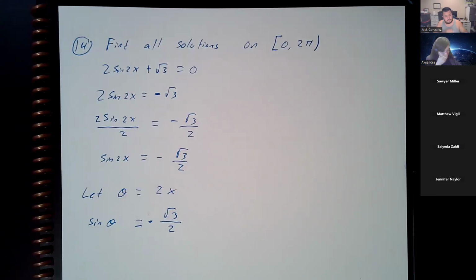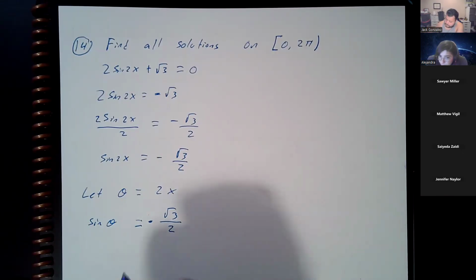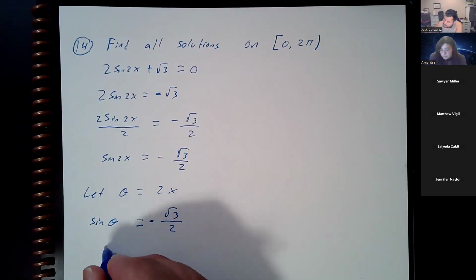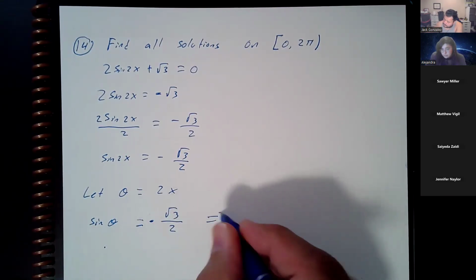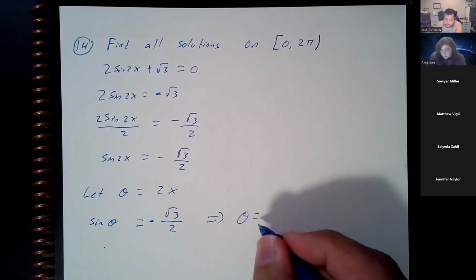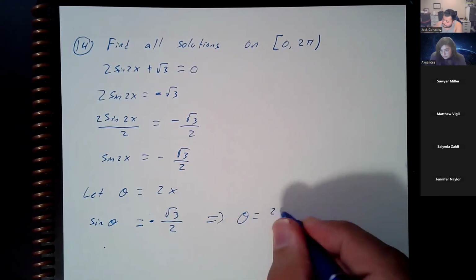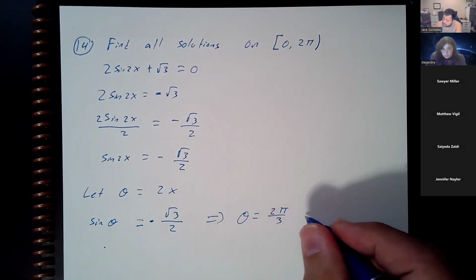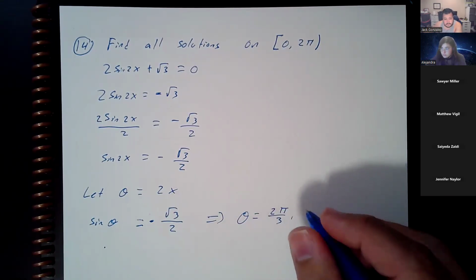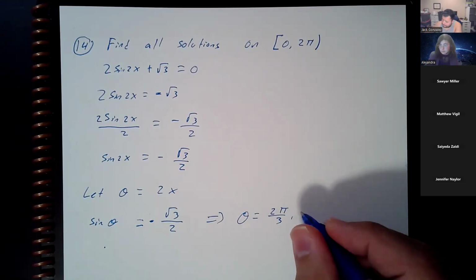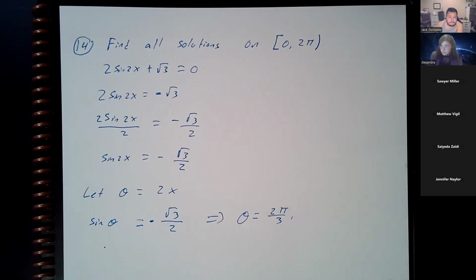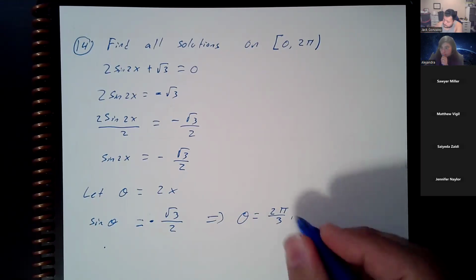4 pi over 3. 4 pi. And what else? So theta, 5 pi over 3, we'll put it over here. Theta is equal to 2 pi over 3 and 5 pi 6. Or what was it? 5 pi thirds? What did y'all say? Yeah, 5 pi over 3. Okay.